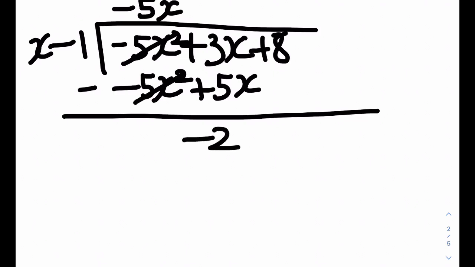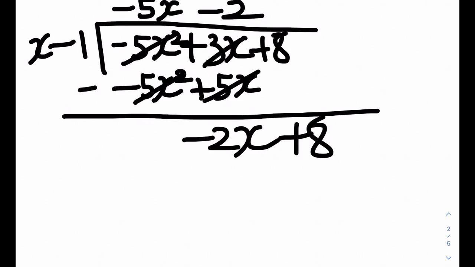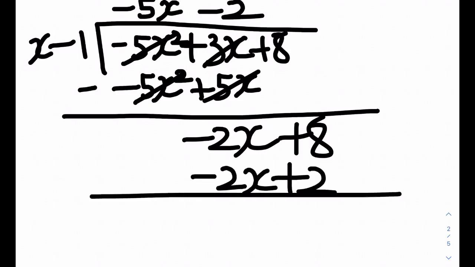We will get negative 2x. They will cancel out, and we'll get plus 8. And again, we see if negative 2x can be cancelled out, and it can if we multiply by negative 2. So we'll get negative 2x plus 2. If we cancel those out, we will get 6 as our remainder. So we basically divided negative 5x squared plus 3x plus 8 by x minus 1, and we got negative 5x minus 2 as our answer and 6 as our remainder.